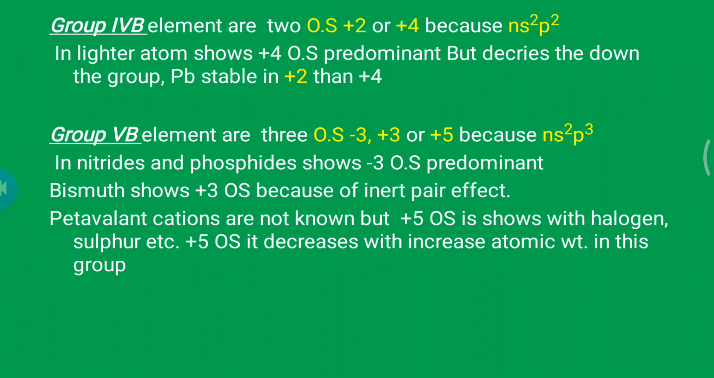Pentavalent cations are not known, but the +5 oxidation state is shown with halogens. The +5 oxidation state decreases with increasing atomic weight in this group.